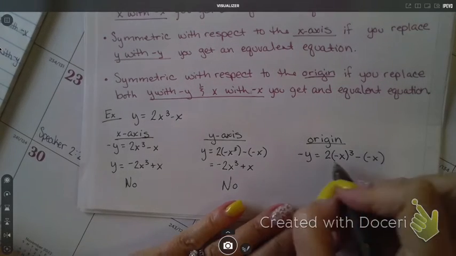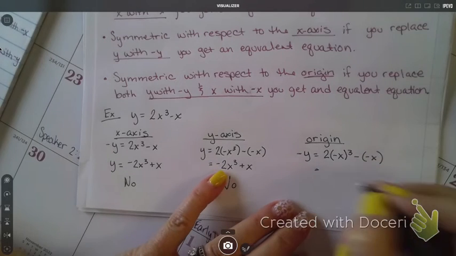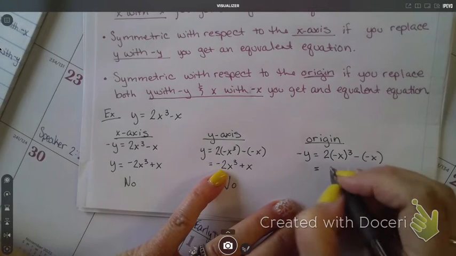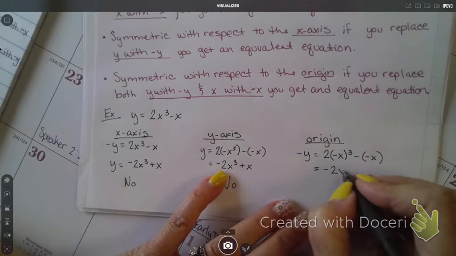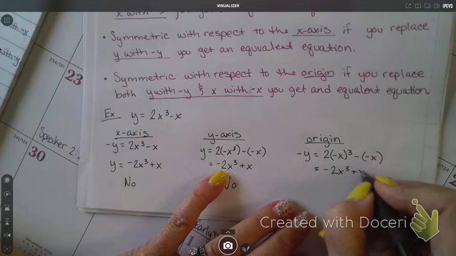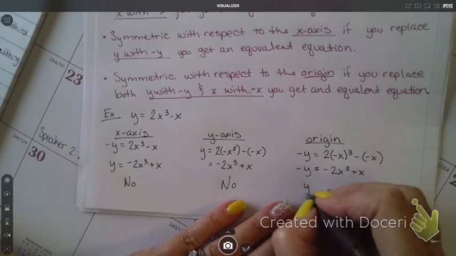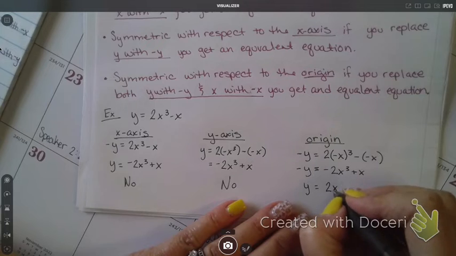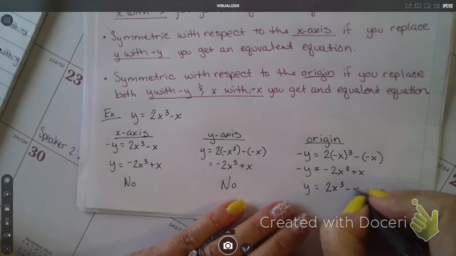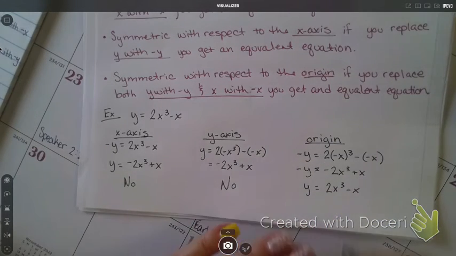I always just simplify my x's first. And you just did it over here, didn't you? So you can just rewrite that: negative 2x cubed plus x equals negative y. So I multiply both sides through by my negative, so I get y equals 2x cubed minus x. Look at that.